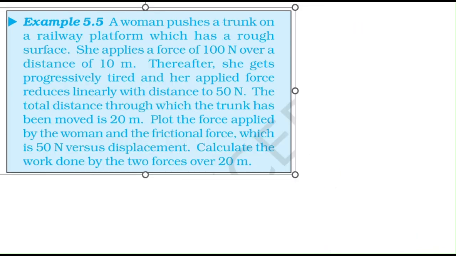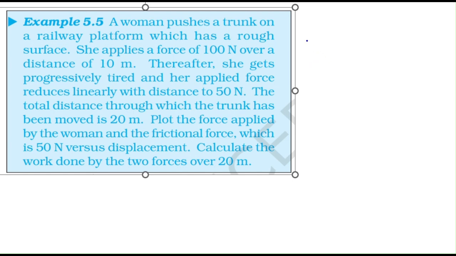In this question, what is happening? A woman pushes a trunk on a railway platform which has a rough surface, and she applies a force of 100 Newton over a distance of 10 meters. Thereafter, she gets progressively tired and her applied force reduces linearly with distance to 50 Newton. So the total distance through which the trunk has been moved is 20 meters. Now we have to plot the graph. What graph do we have to plot? We can plot a force versus displacement graph.